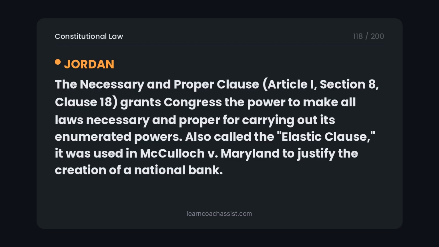What is the Necessary and Proper Clause? The Necessary and Proper Clause, Article 1, Section 8, Clause 18, grants Congress the power to make all laws necessary and proper for carrying out its enumerated powers. Also called the Elastic Clause, it was used in McCulloch v. Maryland to justify the creation of a national bank.